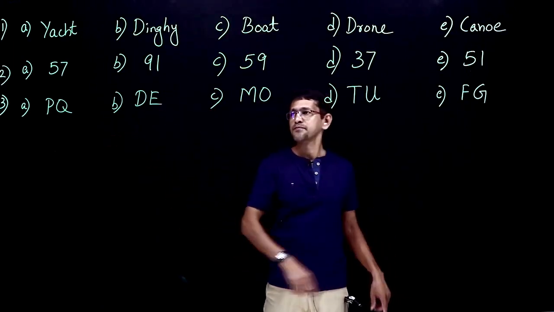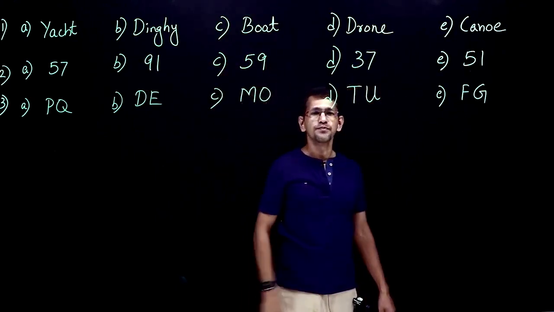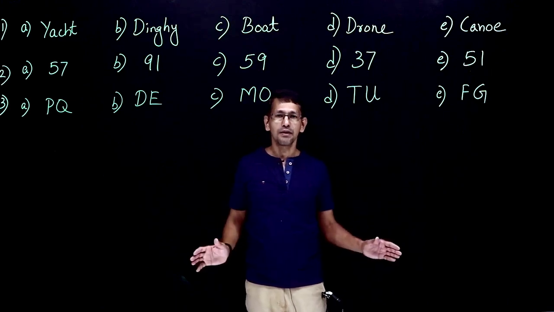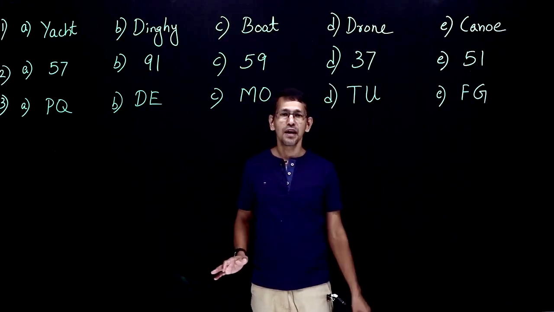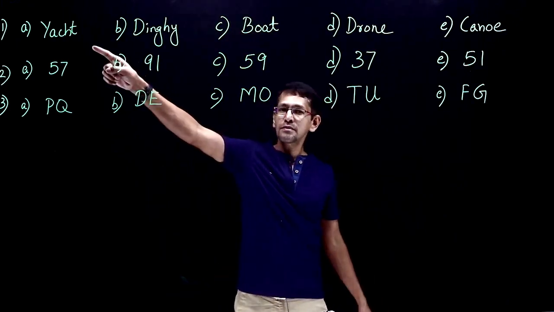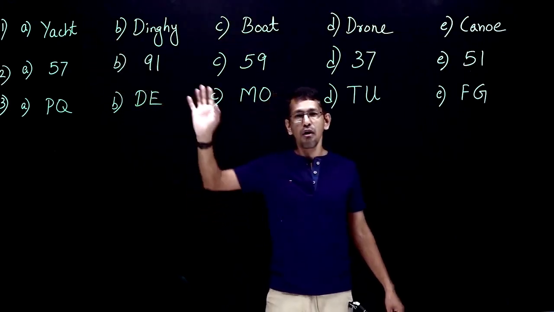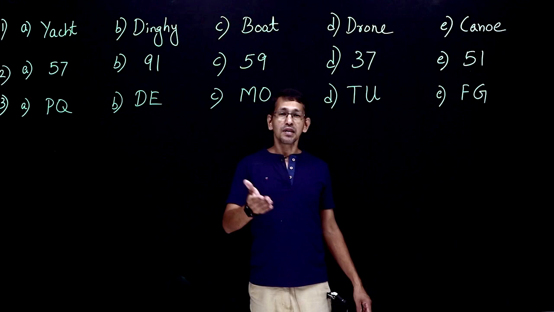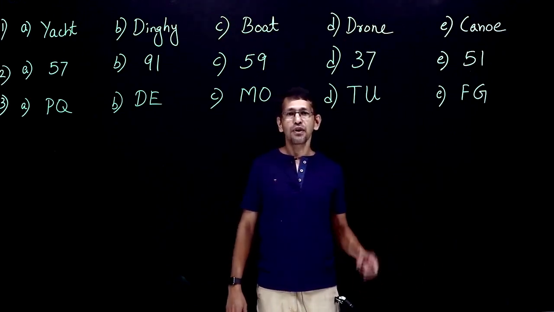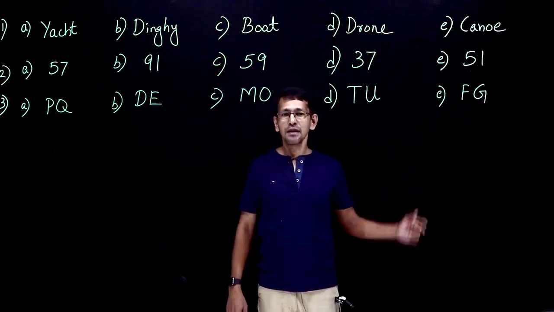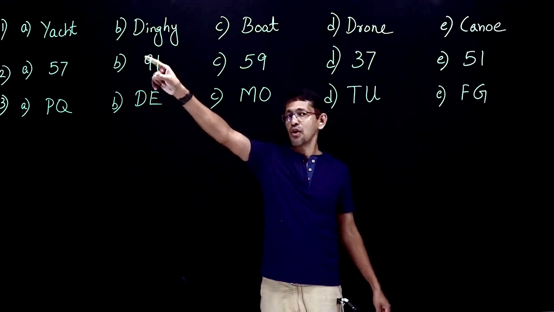We'll just do it. Yacht, dinghy, boat, drone, and canoe. So what are they? If you know what they are, then it's easy for you to find the answer. Yacht. It's a small luxury ship, which is owned by a famous, infamous person. Who is it? Vijay Mallya. You probably heard of that. Before he was leaving for London, he was globetrotting on his yacht. So that's a small ship.